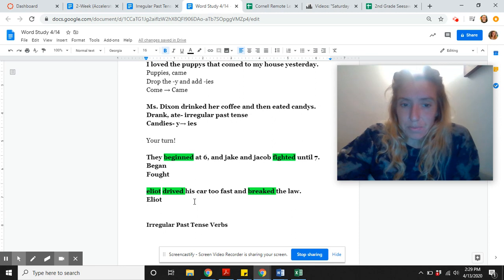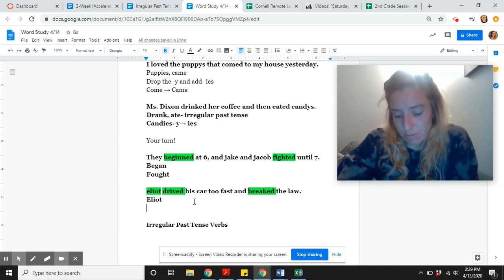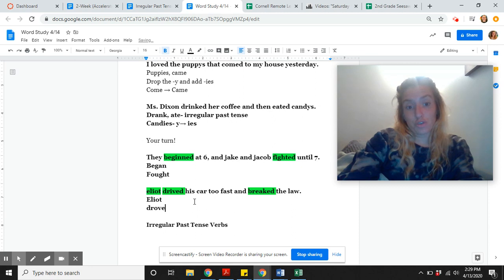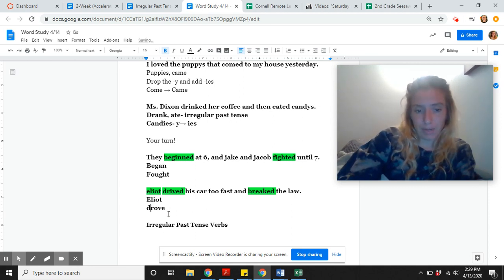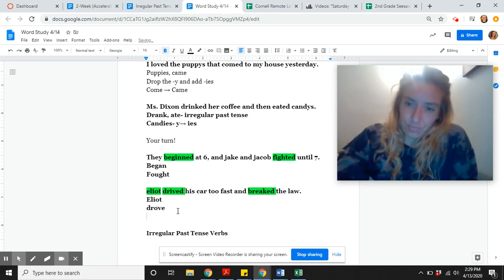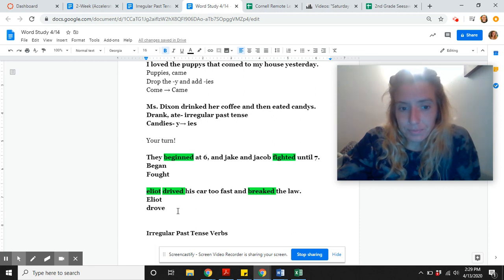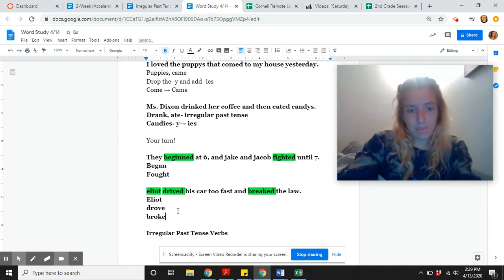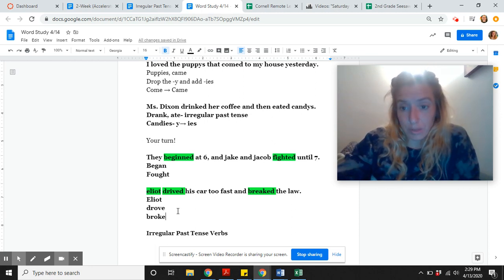What should drived be? I know drived is not a word. What should I make drived instead? What's the past tense of drive? It's drove. Elliot drove his car too fast and braked the law. I had one more problem. What should braked be? Brake should be broke. Elliot drove his car too fast and broke the law.